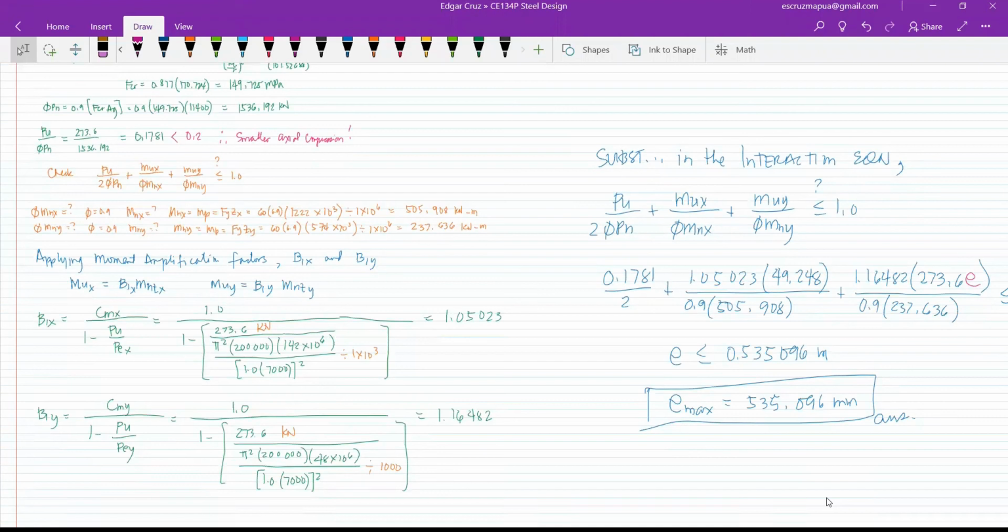So kapag hindi sinabi sa problem kung gagamitan mo ba ng amplification factor o hindi, so pag walang sinabi, use amplification factor. Pero pagka sinabi sa problem na do not use, edi wala na tayong B1 tsaka B1 na isosolve. So just get the and just check it against the interaction equation lang. Wala na tayong amplification factor pag sinabing do not consider the effect of P delta moments. So yun. Okay, pero pag walang sinabi again sa problem, use amplification factor as part of your solution.